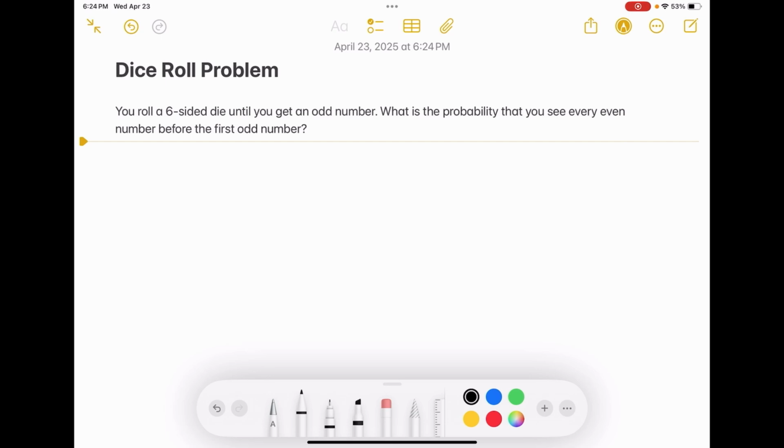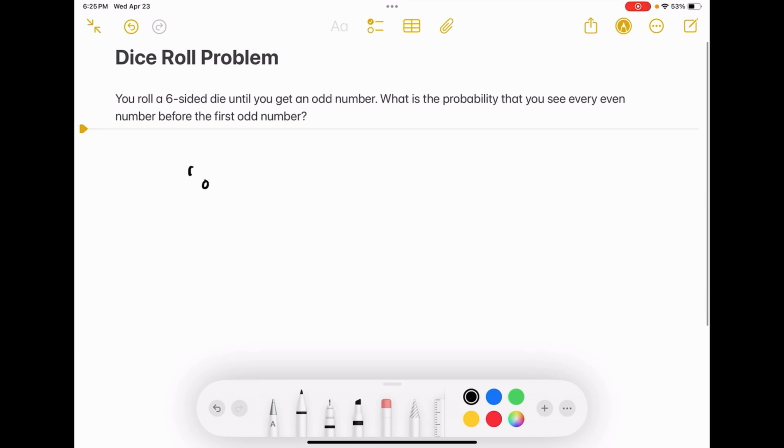We are going to roll a six-sided die until we get an odd number. And we want to know what is the probability that we see every even number before the first odd number. And the trick here is in the word roll. They're trying to trick us with this word because we don't actually care about the rolls. What we care about is the order in which we see the numbers.